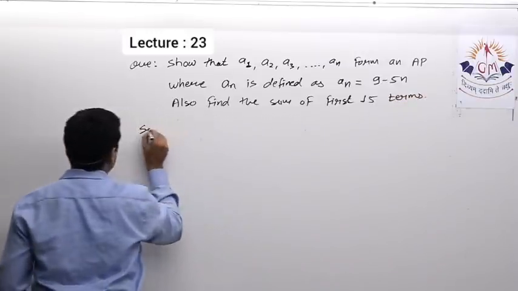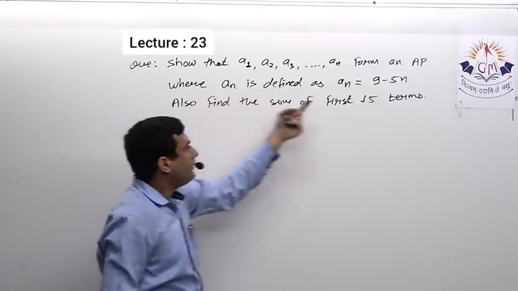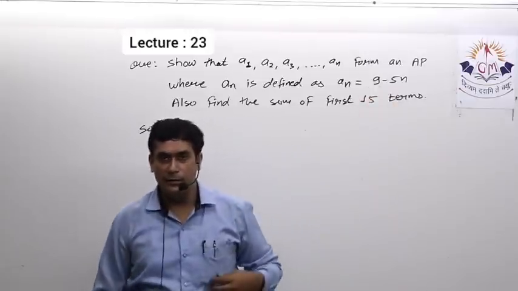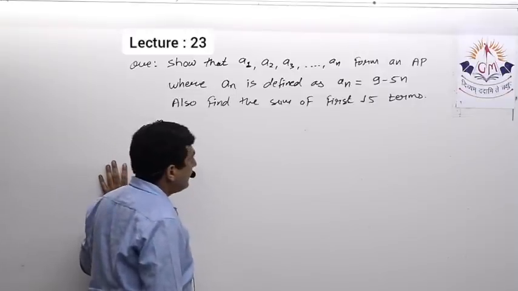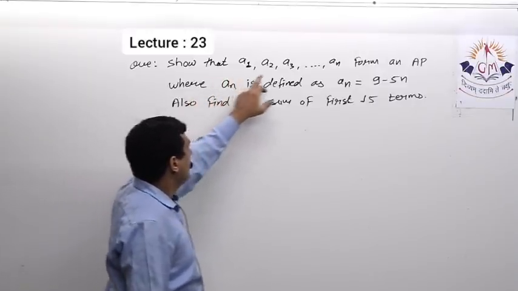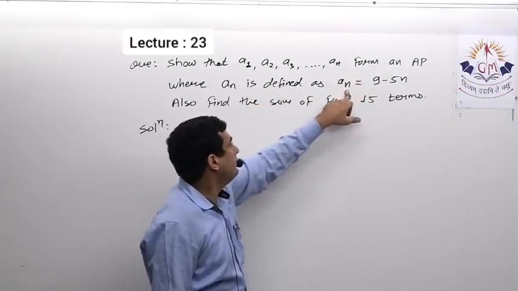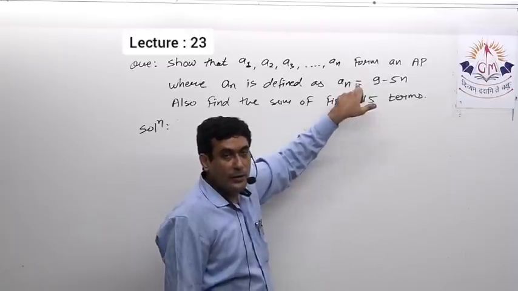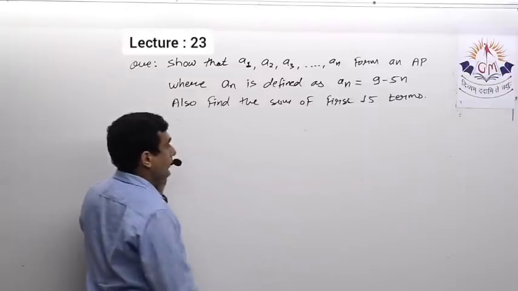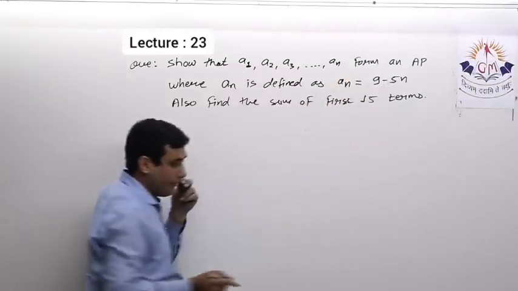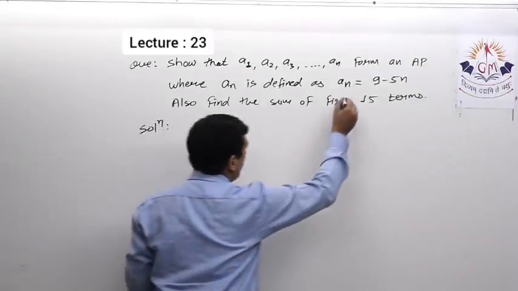Okay, so here you have to show that if an is 9 minus 5n, then this represents an AP. Show that a1, a2, a3, an form an AP where an is defined as this. That means if I put n equal to 1, I will get a1. If I put n equal to 2, I will get a2, and so on. So I have to show that this represents an AP. Now there are more than one ways to solve this question. I will give you both the ways.